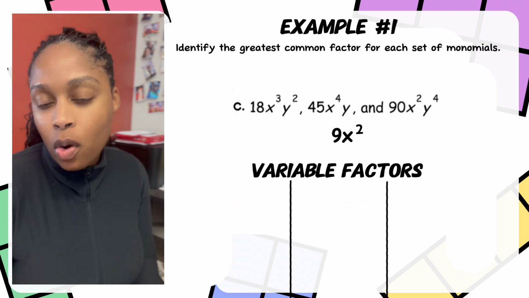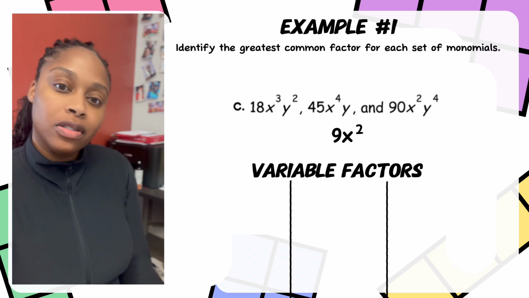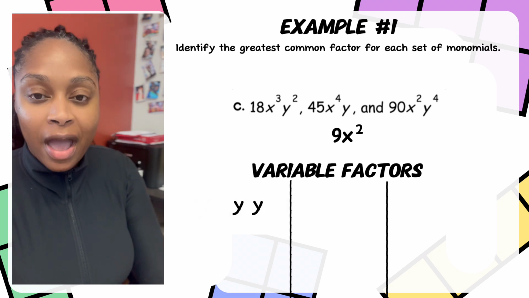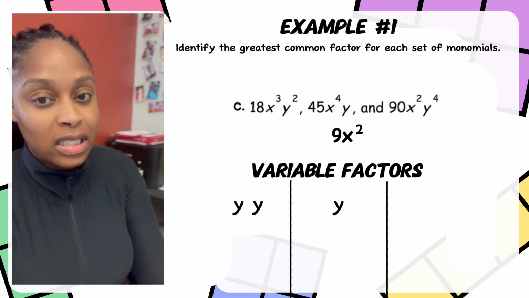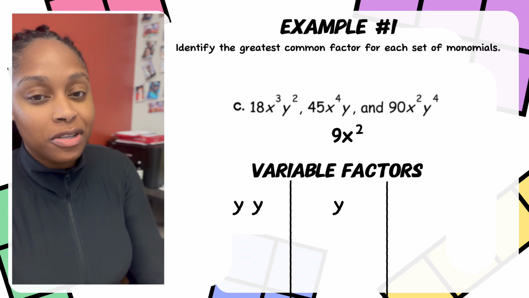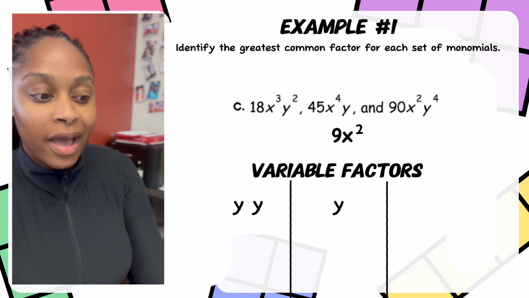All right, now we got to deal with our y's. So in the first term, I got 2 y's. The second term, I have 1. And remember, if you don't see an exponent for that variable, that means there's an invisible 1 there. And then the third term, I have 4 y's.